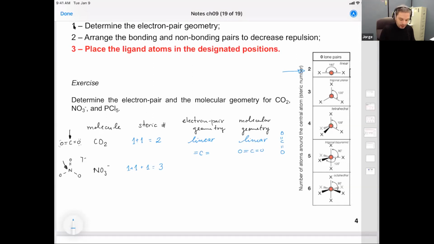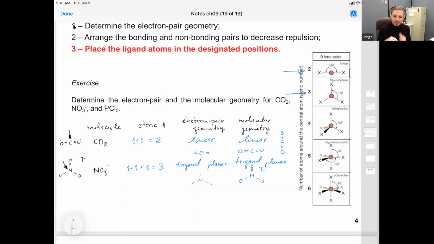Therefore, the electron pair geometry, according to the table over here, is going to be trigonal planar. Okay, so nitrogen will organize everything around it in a trigonal planar fashion. For the molecular geometry, now we are going to fill up the spots available with the ligand atoms and then look at only the bonding atoms. In this case, there are only 3 spots available, so we are going to fill them with the oxygens. And therefore, the molecular geometry is going to be the same as the electron pair geometry.